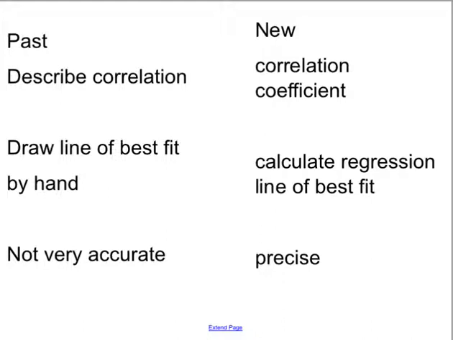So the difference between what we've done before and what we're going to do now is that in the past, what we've done has not been particularly accurate. You've described correlation and you've drawn a line of best fit by hand. What we're going to do now in the IB is the same things, but precisely. So instead of describing correlation, we're going to find the correlation coefficient. Instead of drawing a line of best fit by hand, we're going to calculate the regression line of best fit.